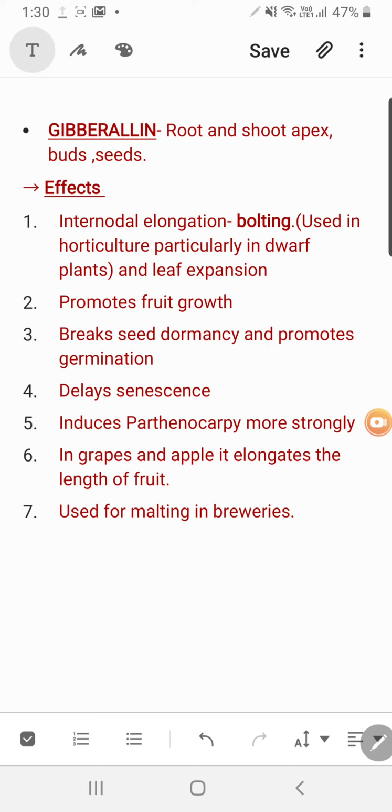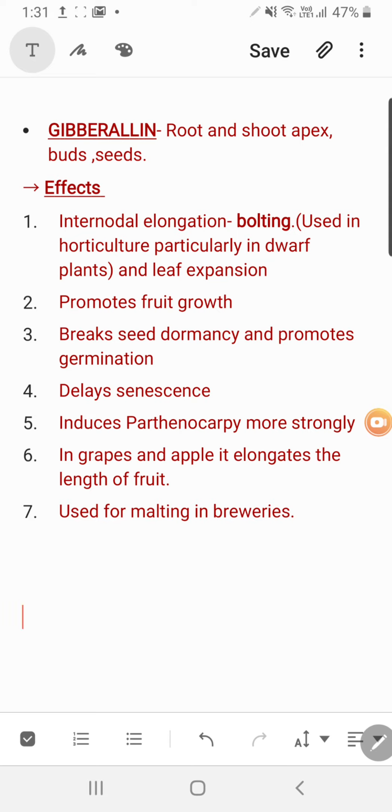Children, you need to see that bolting is caused by gibberellic acid just before the flowering. Very speedily, very rapidly, it allows an increase in the stem, the length of the shoot. The length of the stem is increased very excessively before flowering, and this phenomenon is known as bolting, which is the result of gibberellic acid, right?